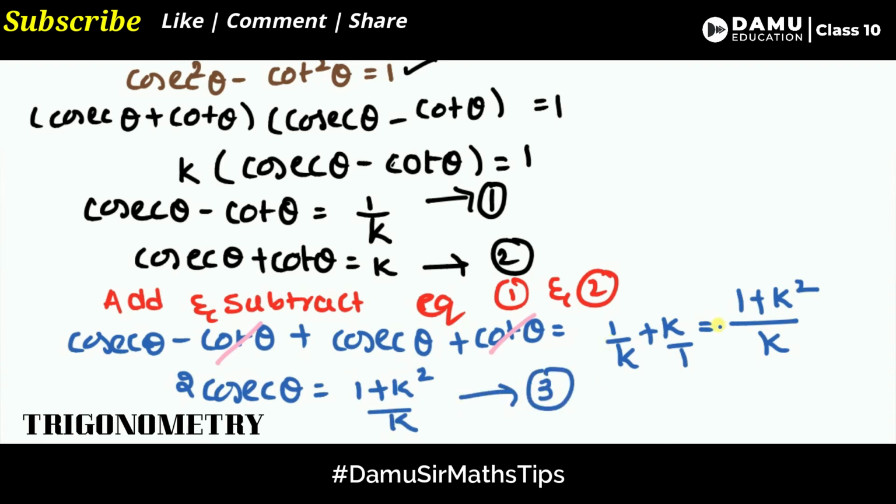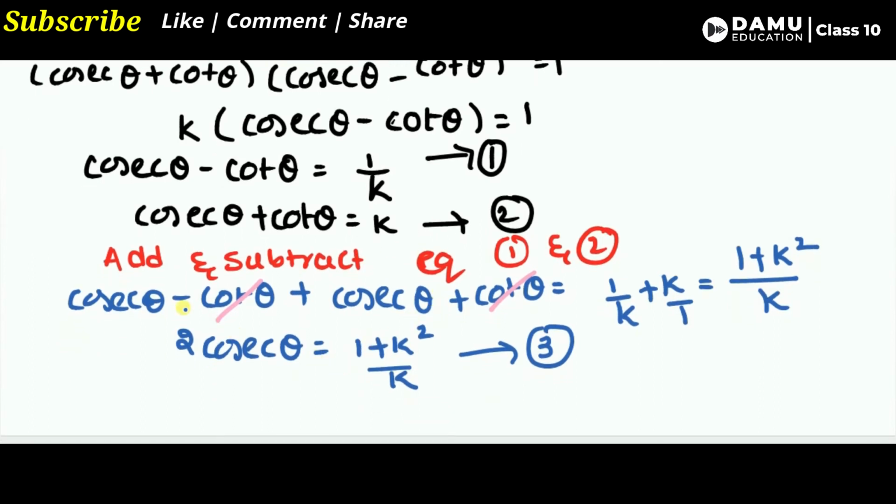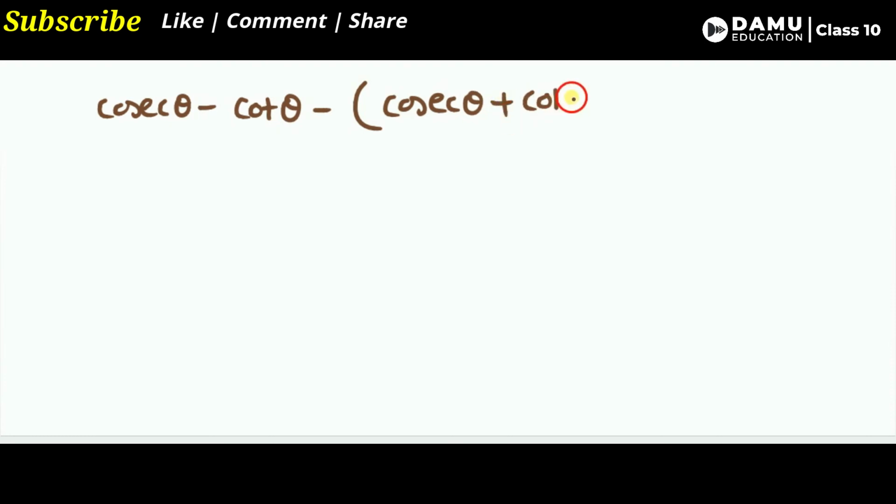Then what is the other one? We have done addition, now we are going to do subtraction. Cosecant theta minus cot theta, minus of cosecant theta plus cot theta, will be equal to 1 by k minus k. These are the values we will get. Let's take these expressions.